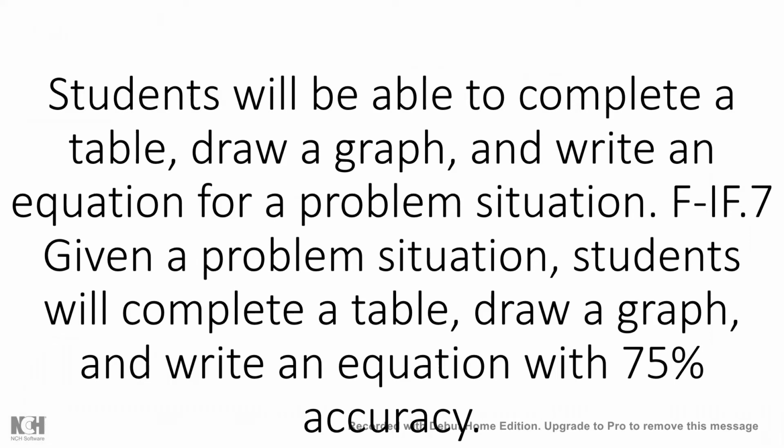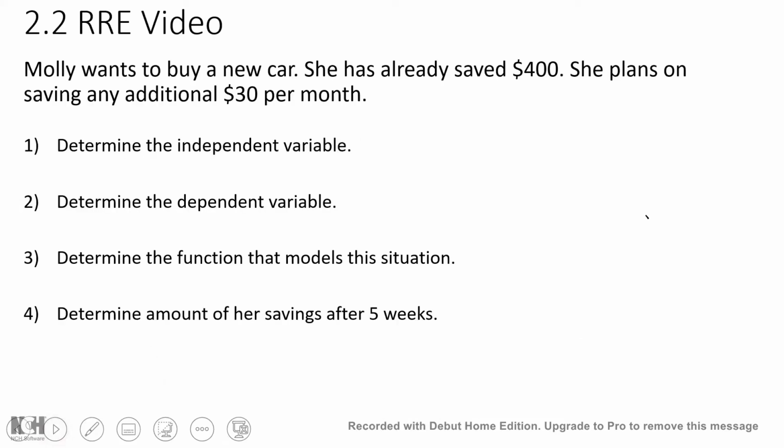For 2.2 RRE, we talked about being able to complete a table, draw a graph, and write an equation for a problem situation. So we're going to focus on the writing of the equation and then using that to solve. For our example here, we have Molly wants to buy a new car. She has already saved $400 and she plans on saving an additional $30 per month.